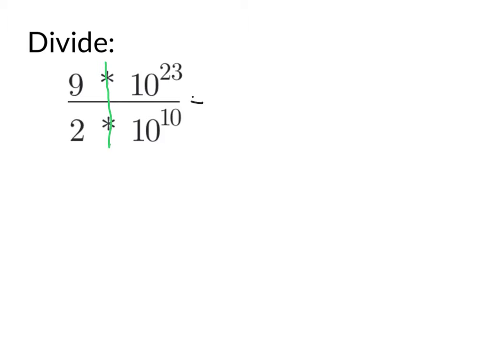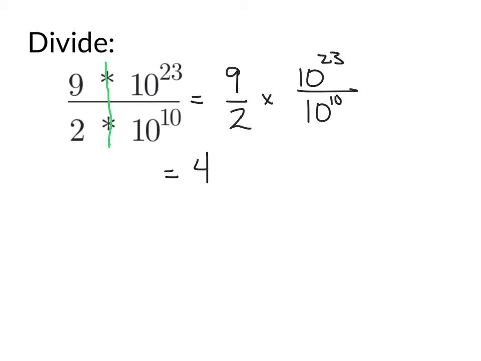So we could rewrite this as 9 over 2 times 10 to the 23rd over 10 to the 10th. Because when we multiply fractions, what we do is we multiply straight across the numerator and straight across the denominator. Okay. Now that we do have it split up, we can divide 9 divided by 2 and get 4.5.